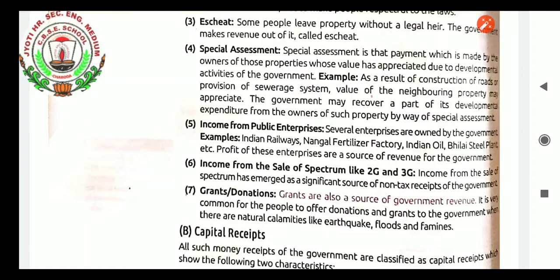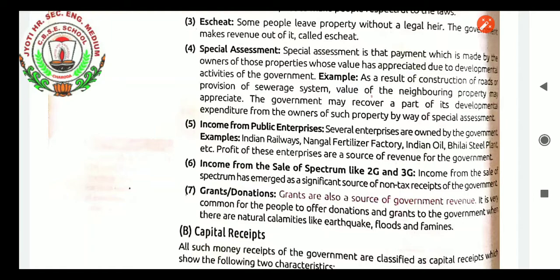Income from sales of spectrum like 2G and 3G. There are various spectrums taking place. Income from the sale of spectrum is a significant source of non-tax receipts of the government. Grants and donations: grants are also a source of government revenue. It is very common for people to offer donations and grants to the government.